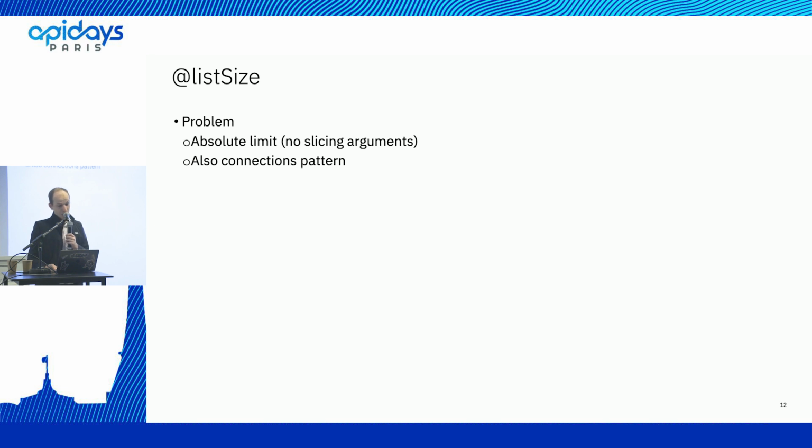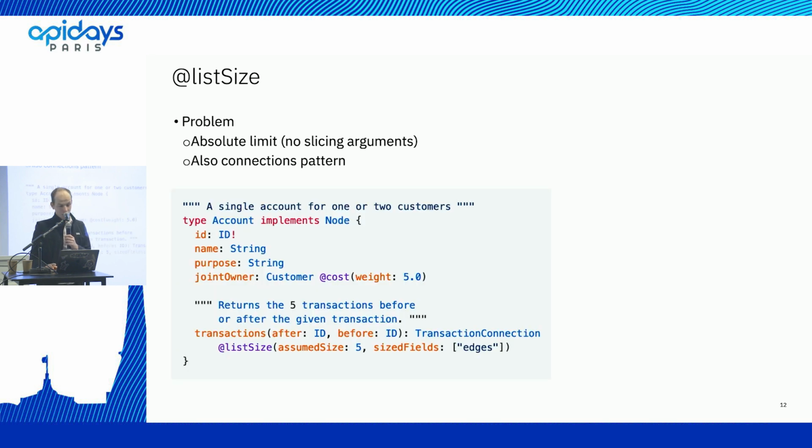The absolute limit, no slicing argument, and no connection patterns. So we say the assumed size is like 5, and the sized fields is edges. Why do we have sized fields in there? Oh yeah, good that I wonder myself. So you might have a node which is like film, but in film there might be like a subnode. Often we have edges, for example, and then the films themselves you'll see in the graph. Why is there, for example, edges? We do that because we want to have a cursor positioning graph to move around, but it's not really a property of the film.